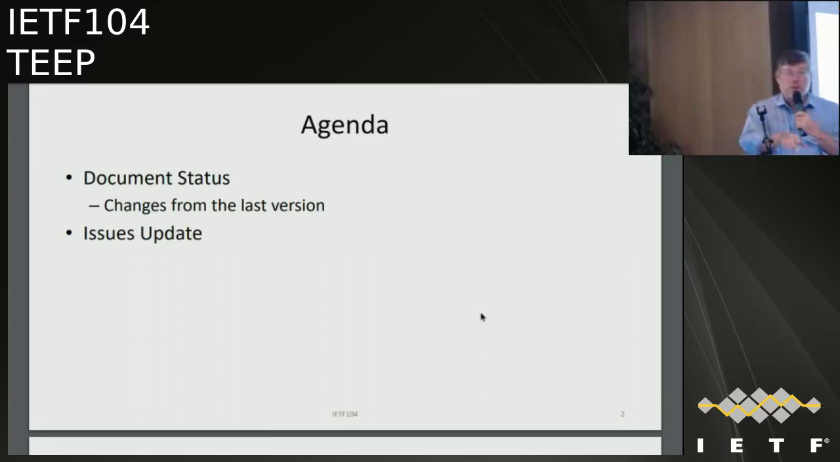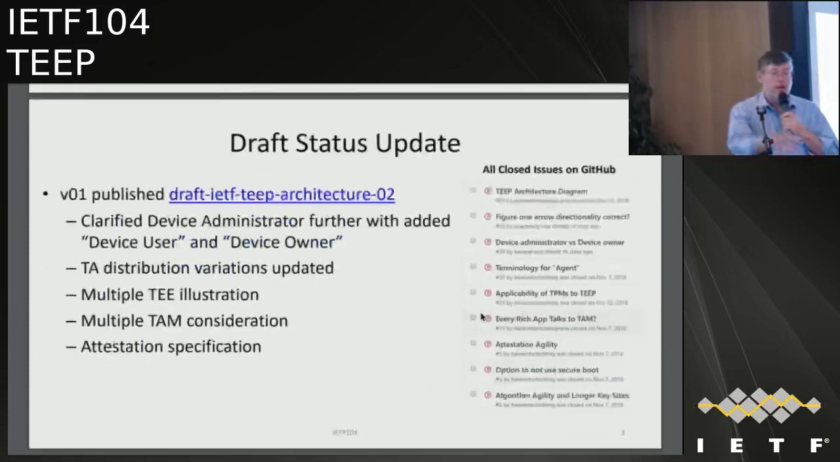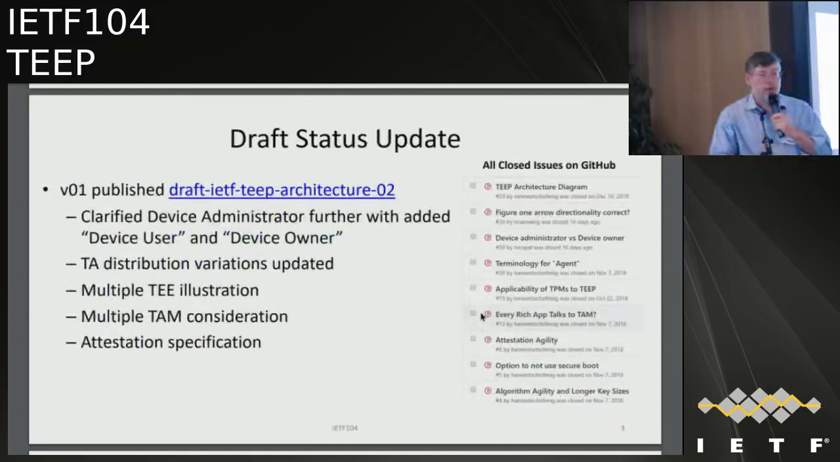So here's the status. I'm not going to go through a lot of these in detail. These are the things that we've closed on GitHub, and they're basically around some terminology discussions around device user, device owner, distribution of the TAs, multiple TEEs, some diagrams, multiple TAMs, and some information about the attestation. We haven't closed the attestation yet. We still think that there's more work to do. We'll talk about that in detail.